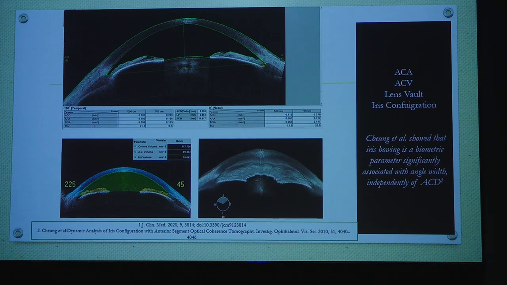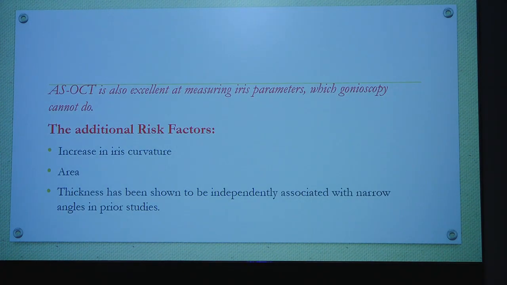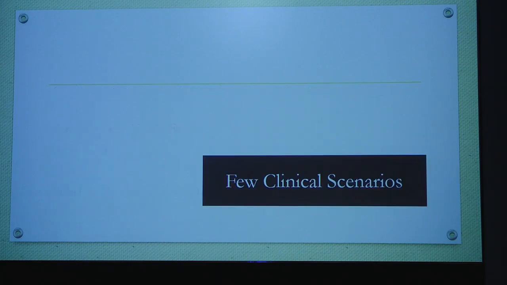Now, these are the several quantitative measurements which anterior segment OCT can give us. And here the study done by Cheng et al., they even identified that the iris bowing that we think as a beginner might be a very small thing. The question comes, iris bowing hai, kuch nahi karna hai, but it's not like that. Even a parameter like iris bowing has a significant role to play when it comes to the angle width independent of the anterior chamber depth. So always we have to look for the additional risk factors in the form of iris curvature, volume, and area.